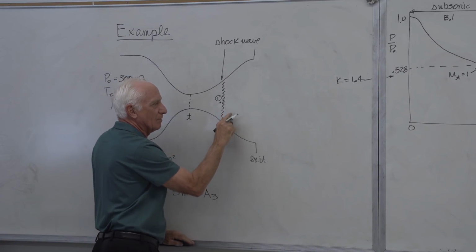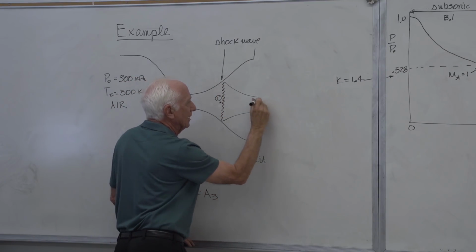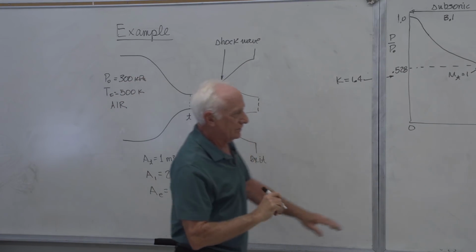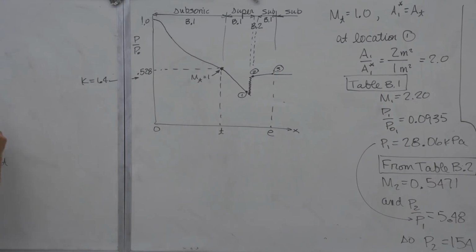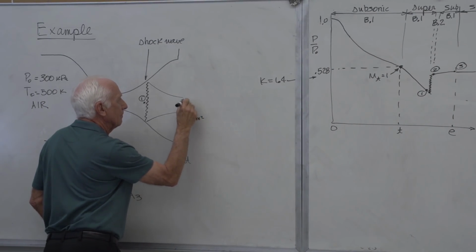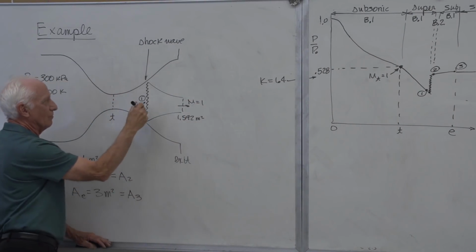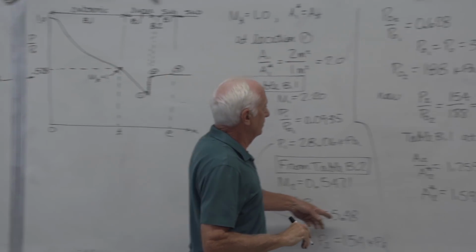If you want to reach Mach 1, what do you have to do? You have to go down to an area here, which is 1.592 square meters, to reach Mach number equal 1. From where you were here, what's the Mach number there?